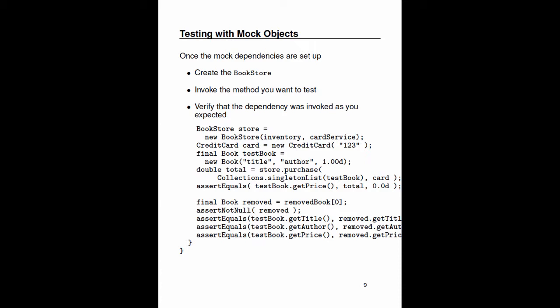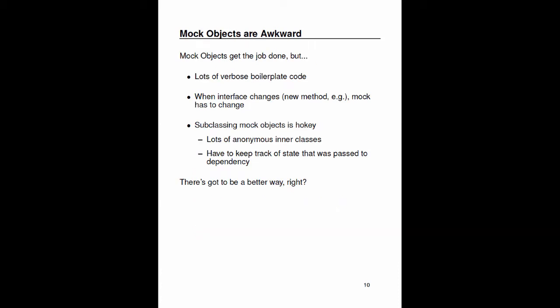You set up your dependencies, your dependent objects, as mocks, meaning they're not the real implementation. They're something that provides the behavior that you're interested in for the unit test. Then you create the object that you want to test, the object under test, in this case the bookstore. You perform the operation that you want to test and then verify that the dependency was invoked the way you expected it.